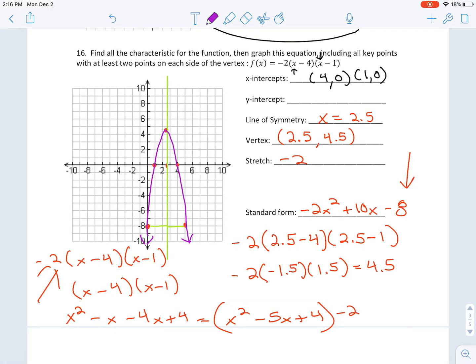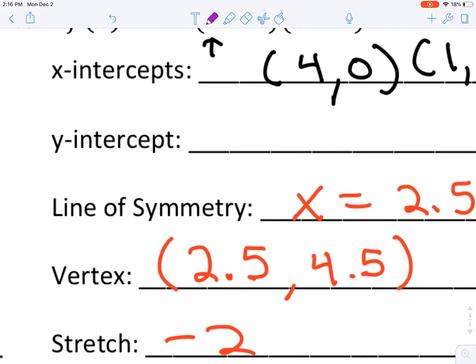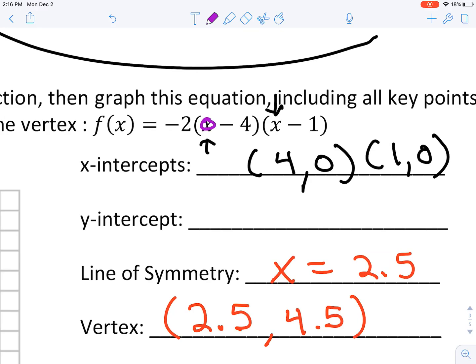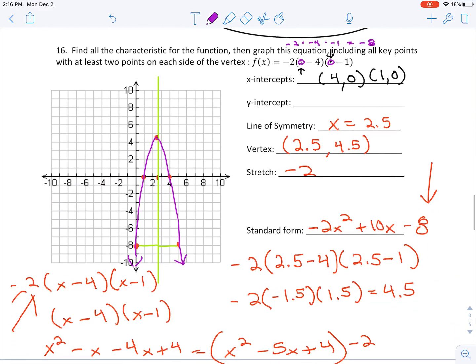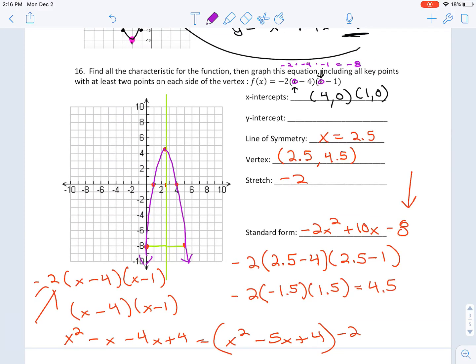Okay, again, another way to find the y-intercept if you didn't want to do it that way. Well, I could plug in 0 for x right here, because I know at the y-intercept this is 0. And if I do that, I would have -2 times -4 times -1. And guess what that is? -8. So when x was 0, y was -8. Okay, that's it for that video.